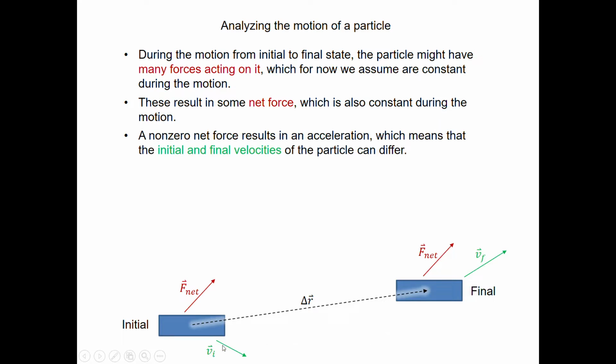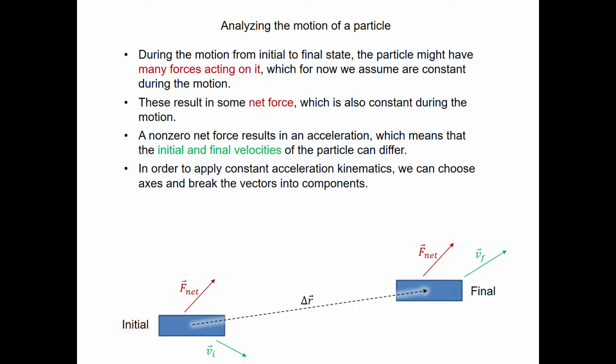So I've denoted those initial and final velocities by somewhat randomly oriented green vectors here. The initial velocity changes as it goes to the final state because there's a constant acceleration happening if the net force is non-zero. Now, we're going to want to apply what we know about constant acceleration kinematics, our kinematics equations, because we're treating a case of constant acceleration here if the net force is constant. To use those kinematics equations, we have to break up into x and y components. So let's choose x, y axes. I chose horizontal and vertical.